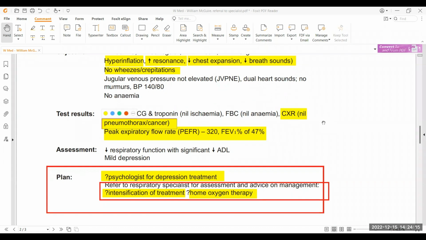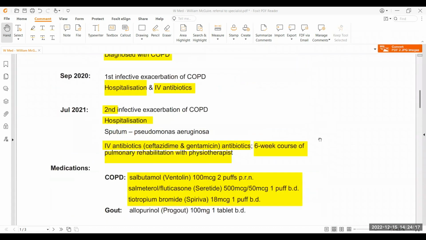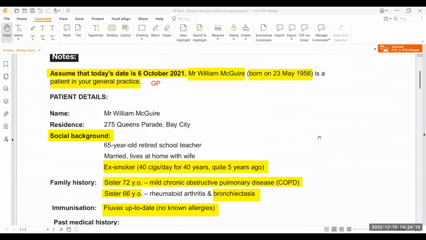The case that we're looking at, Dr. Josefa, is a referral letter for a patient named Mr. William McGuire. Is this something you're familiar with? No, unfortunately, I haven't checked this case yet. I never wrote a letter yet. All right, so you're starting from scratch.